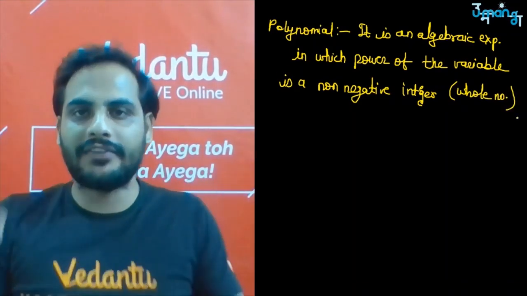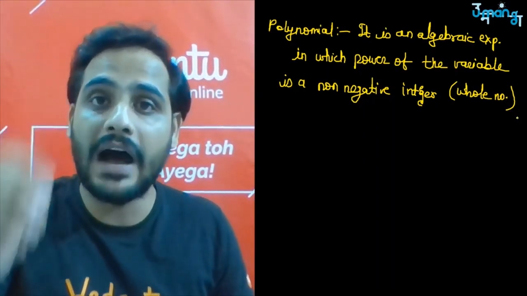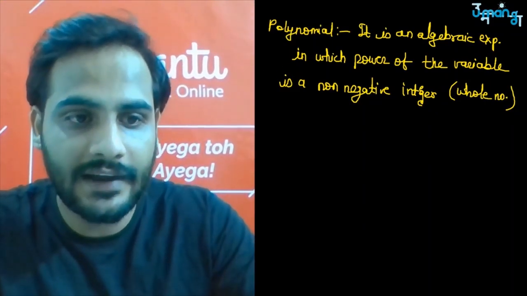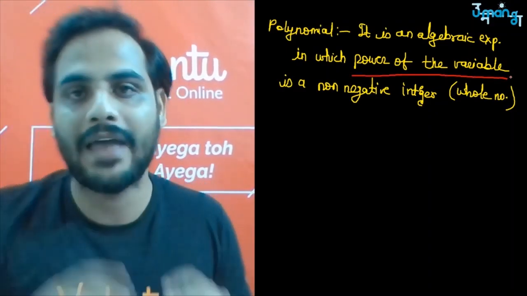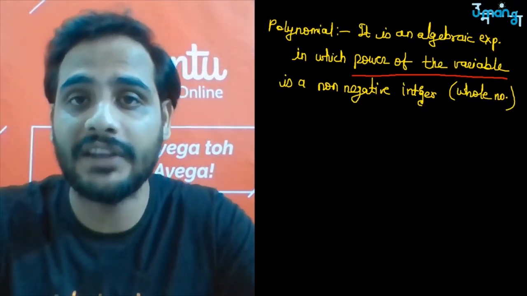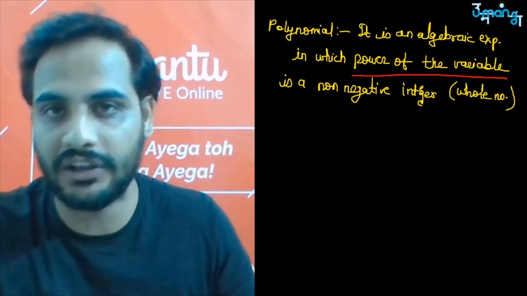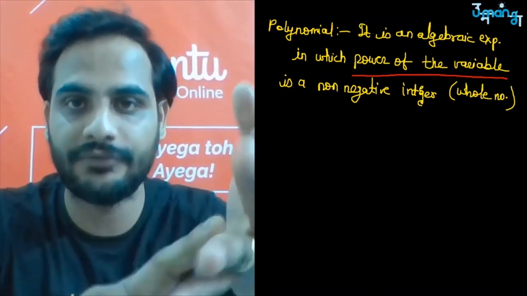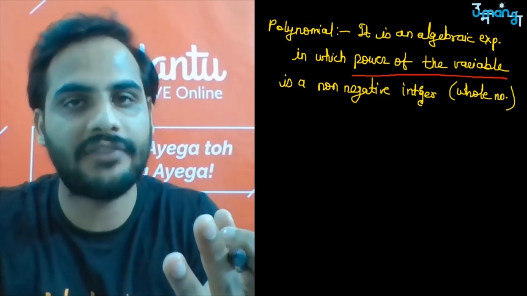If an algebraic expression is there, remember, I am very specifically talking only about the power of the variable. I do not care about the power on the number. So the power of the variable should be a non-negative integer, that means a whole number. The power of the variable can be 0, 1, 2, 3, 4, 5 and so on. Power cannot be negative and power cannot be in fractional form.